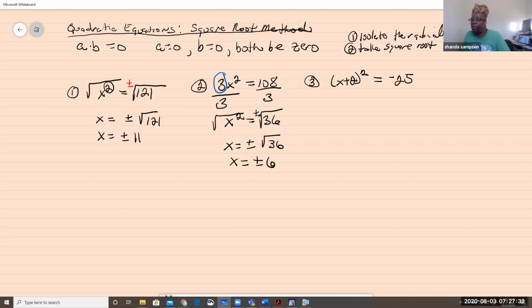What is that problem about? x plus 2 squared is equal to negative 25.